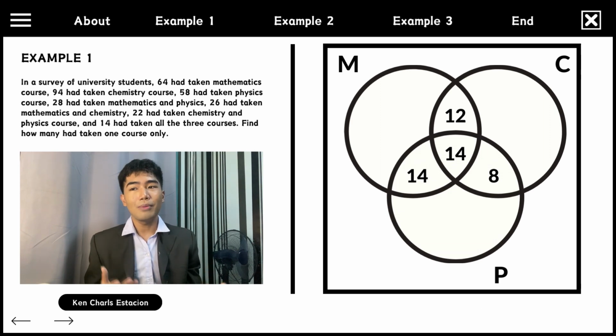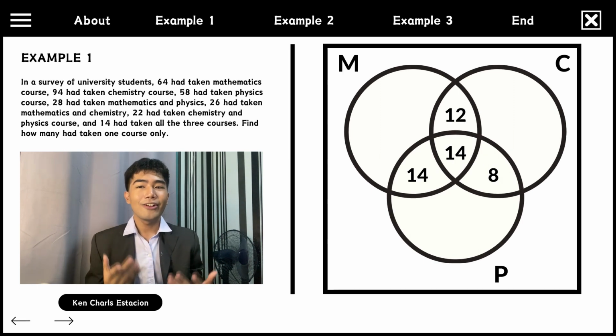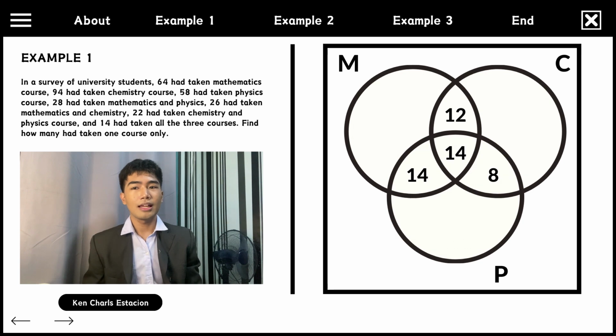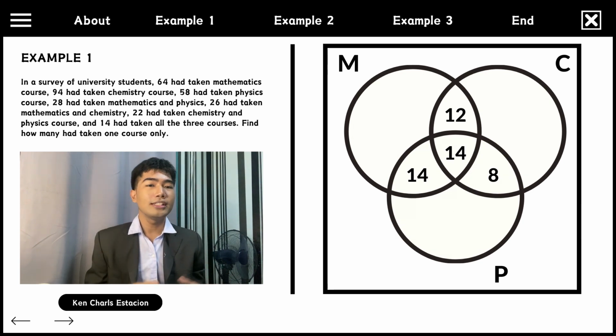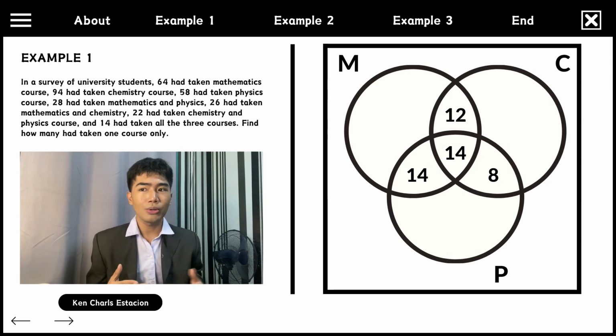Now that we have the number of students taking only 2 courses, it is now time for us to look for the amount of students who took only 1 course respectively. The first that we're gonna find is mathematics. When we look at the problem, 64 students are taking this course. To know which students are only taking this course and not the others, we're gonna have to subtract the number of students who are taking mathematics to those who are taking also the other courses.